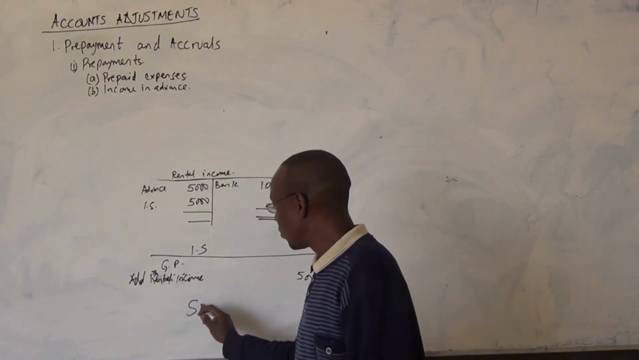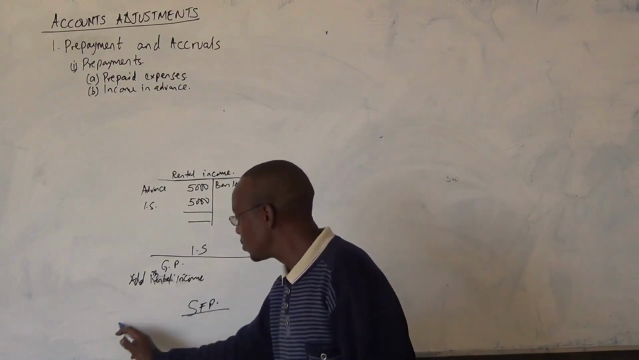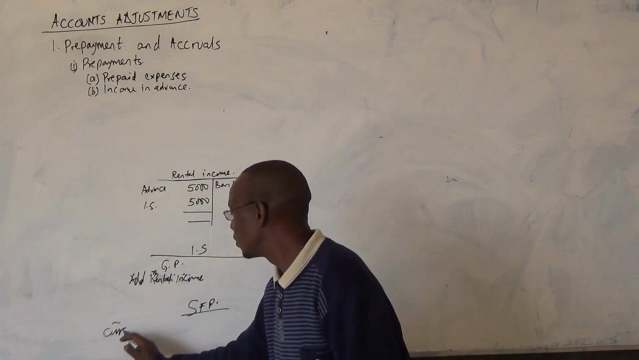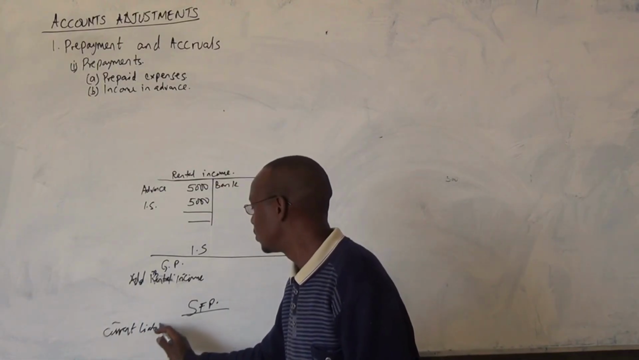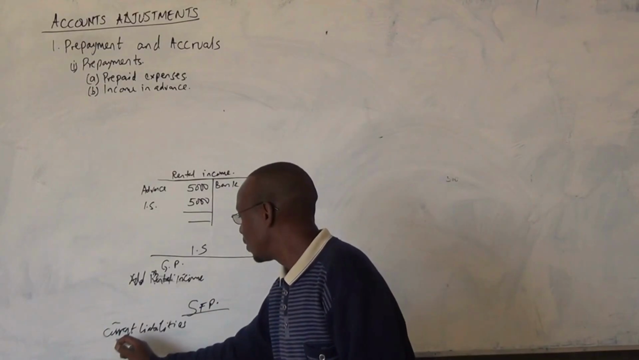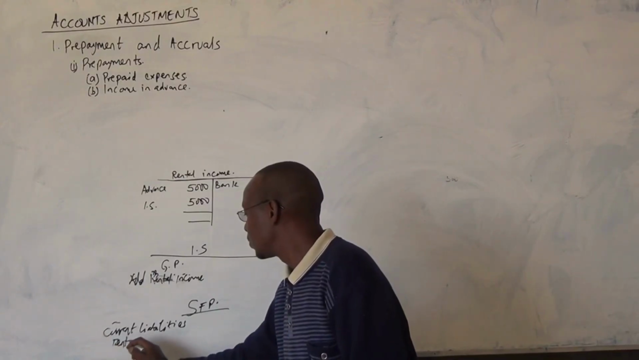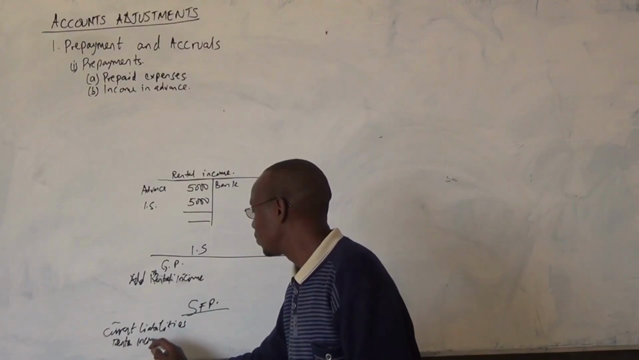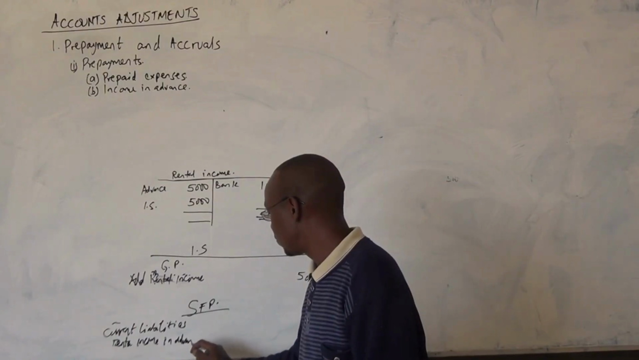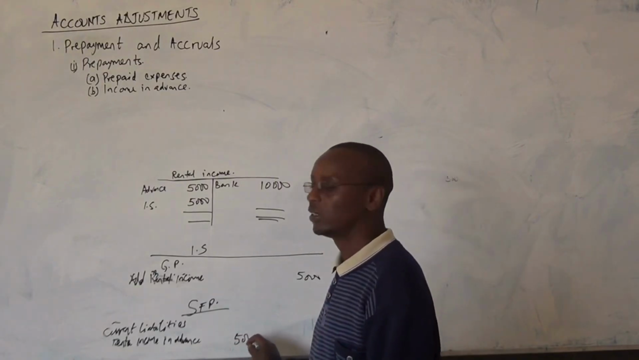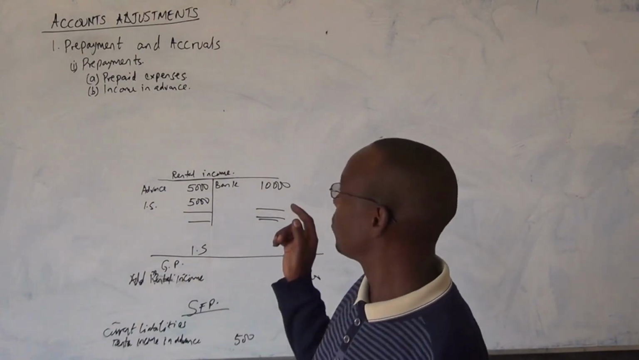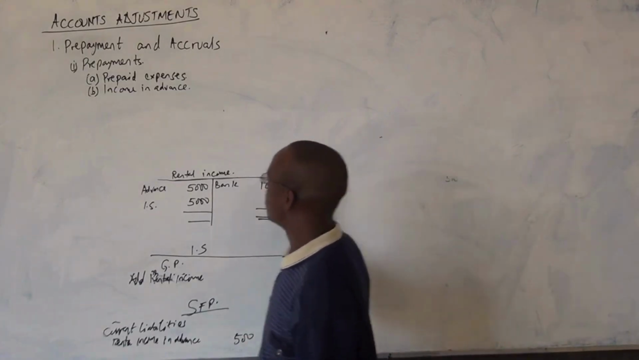When it comes to the statement of financial position, in the capital and liabilities section, we have current liabilities. Then you have rental income in advance, or prepaid rental income, 5,000, or the amount that is there. Okay? That is how we deal with prepayments, whether it is a prepaid income or a prepaid expense.